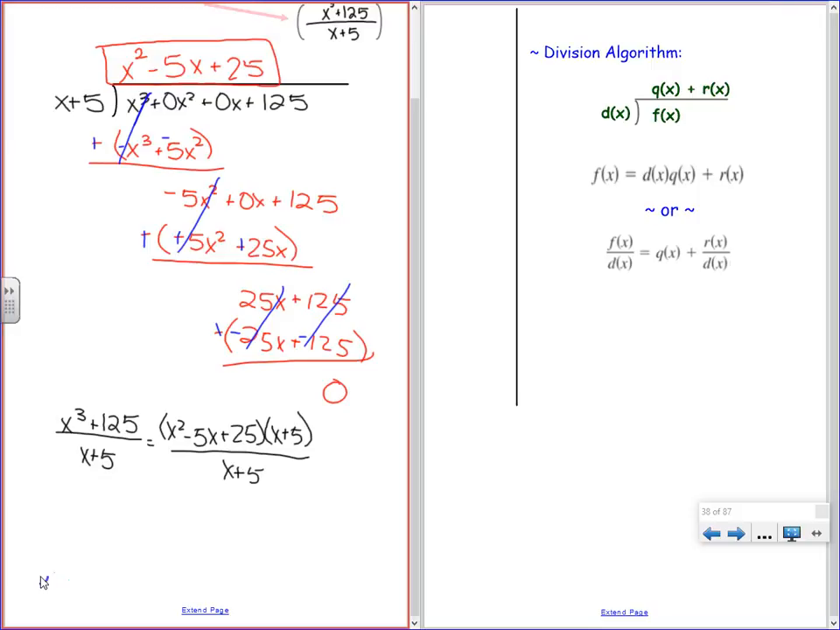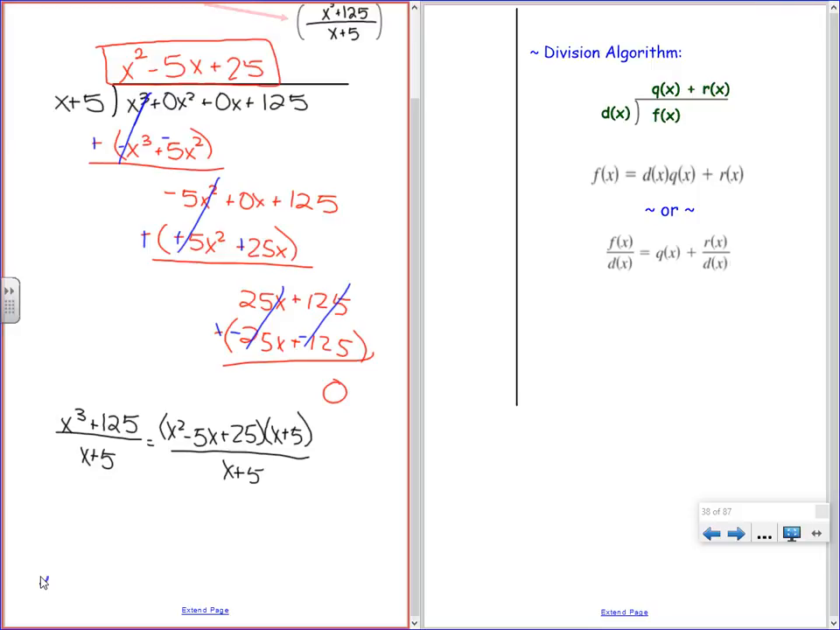But why? From this one division problem, how can I jump there? I'm factoring, but how am I using the division to help me know how to factor? What went into this? Oh, the x plus 5. And how many times did x plus 5 go into x cubed plus 125? This many, right? So if x cubed plus 125 divided by x plus 5 is x squared minus 5x plus 25.